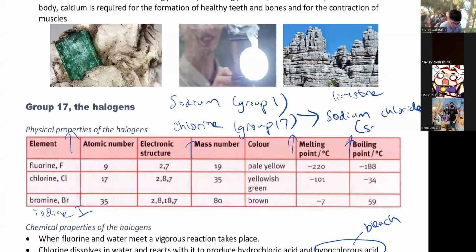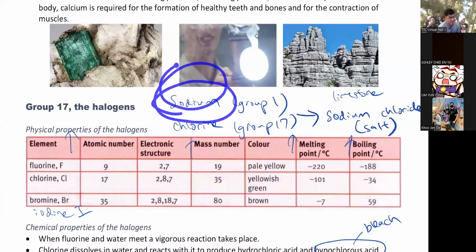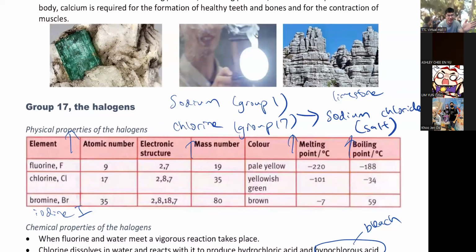Sodium chloride is your salt. The salt in your kitchen is sodium chloride. You might say, sir, why is it like that? Because that's the way it is. This is very dangerous. This is also very dangerous. When they react with each other, they kind of cancel each other out. Sodium being very dangerous, chlorine being very dangerous, they just cancel each other out.